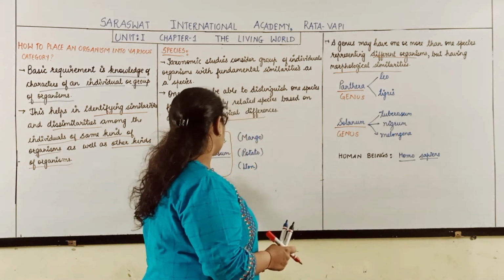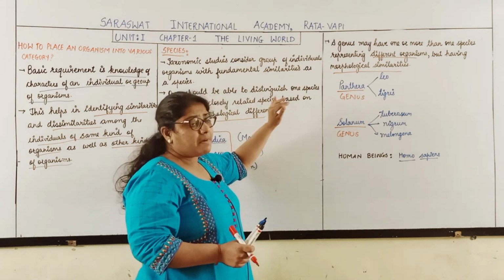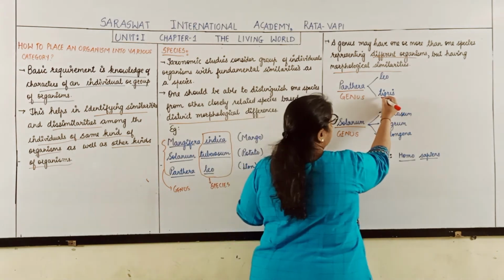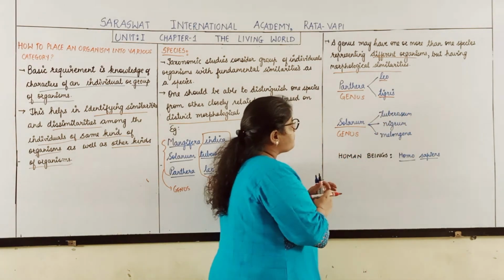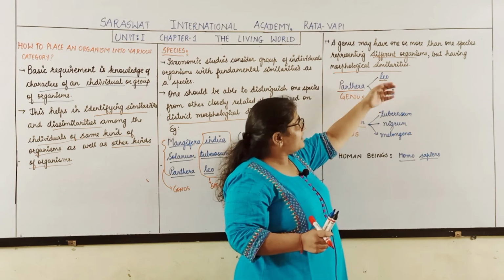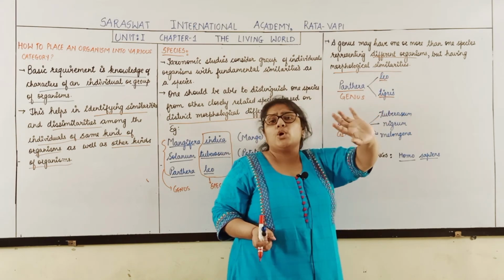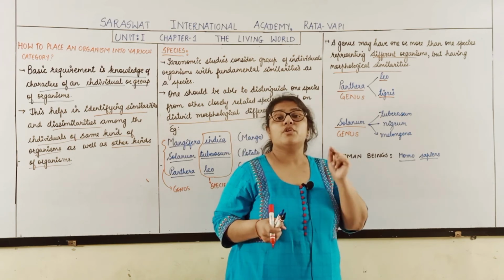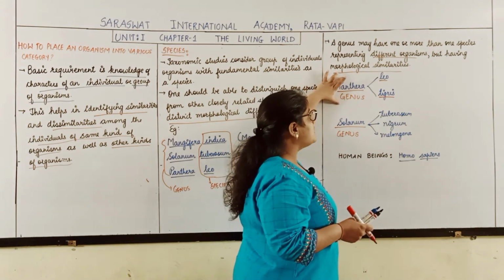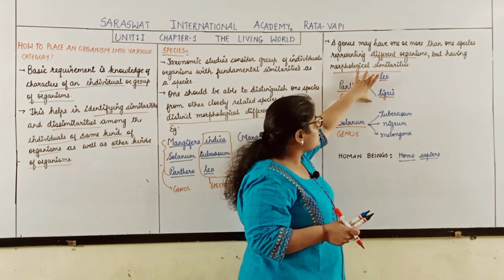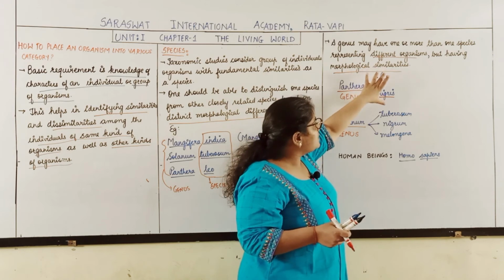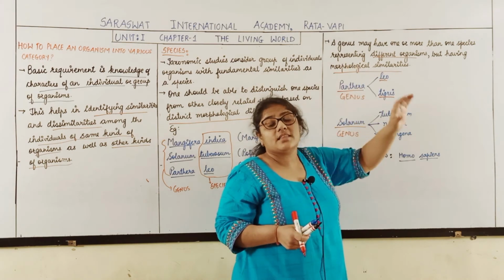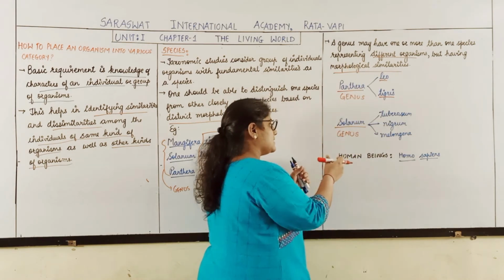Now I told you Panthera leo is a lion, but this Panthera genus also includes another organism, that is tigress. So this is lion, this is tiger. This lion and tiger both are different organisms, right? But they will have the morphological similarities. So this particular genus consists of more than one species. These two species are different from each other, but they share the morphological similarities.